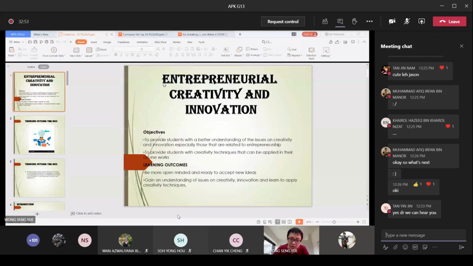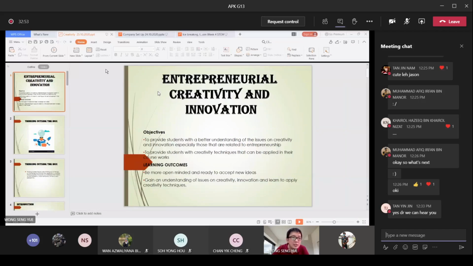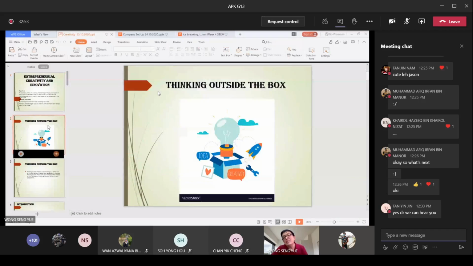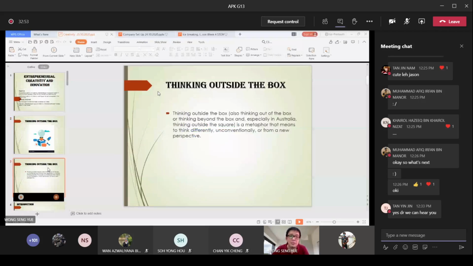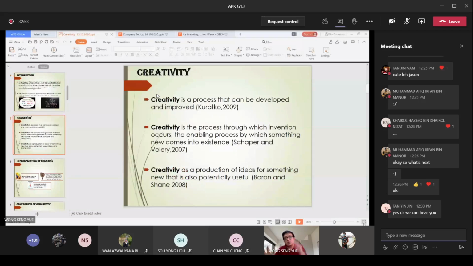So going back to this, today we are going to learn what actually is creativity and what actually is innovation. Why do we need creativity? We always say creativity is so important, why we need to think outside of the box. Therefore, you have to know the definition of creativity. I'll make it short, okay? I will not read the slides. If I read everything, we will not be able to finish by two. So creativity has three definitions.